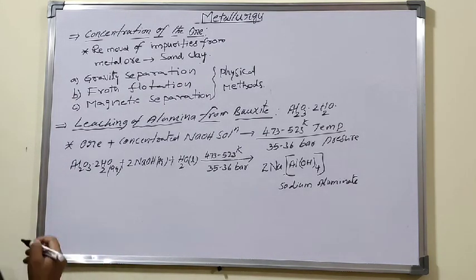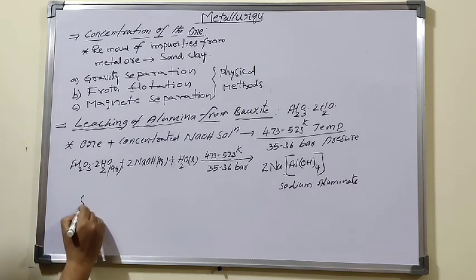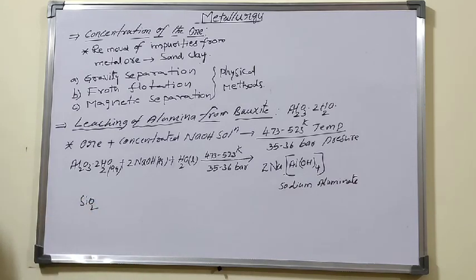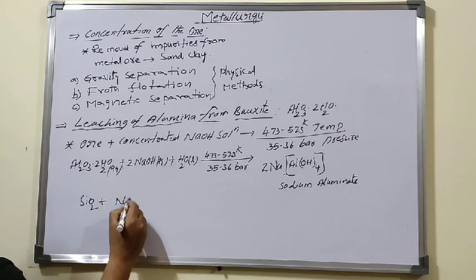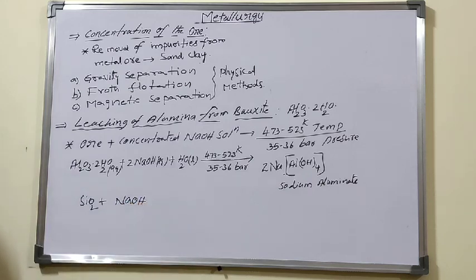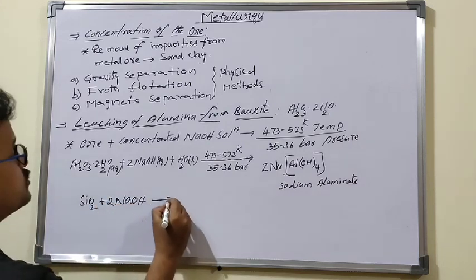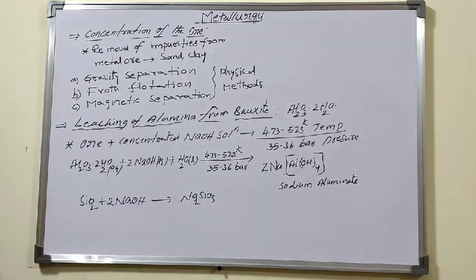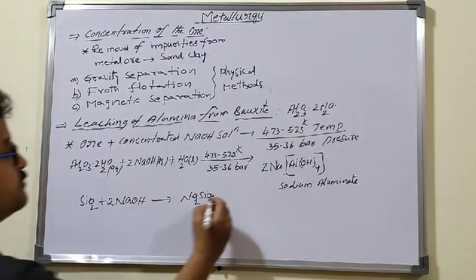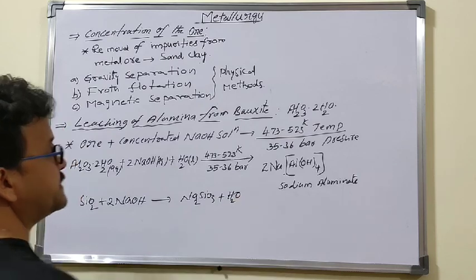And impurities such as silicon dioxide, tin oxide, iron oxides are present in this ore. If silicon dioxide is present, this silicon dioxide reacts with concentrated sodium hydroxide and is removed as sodium silicate.